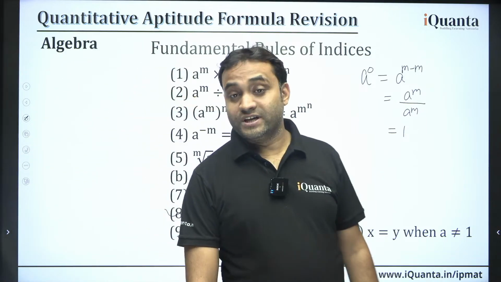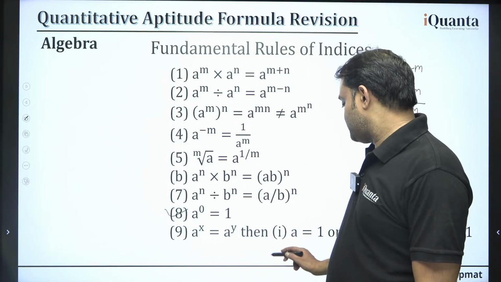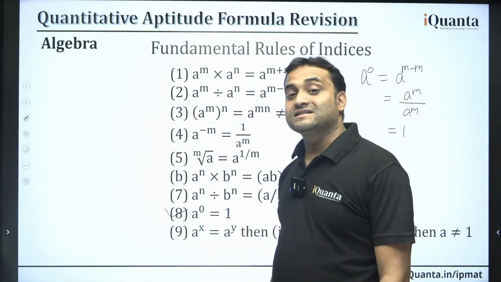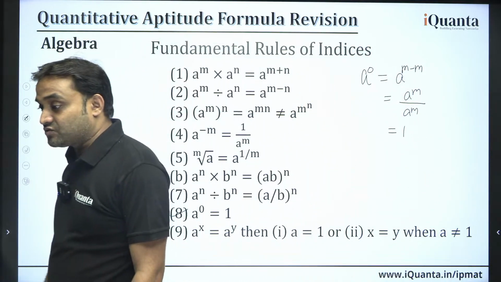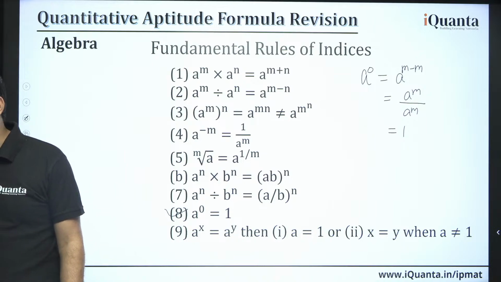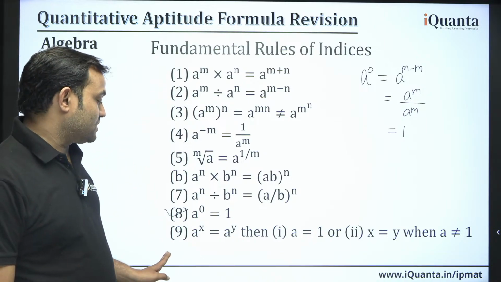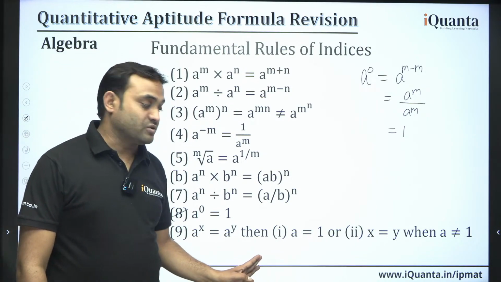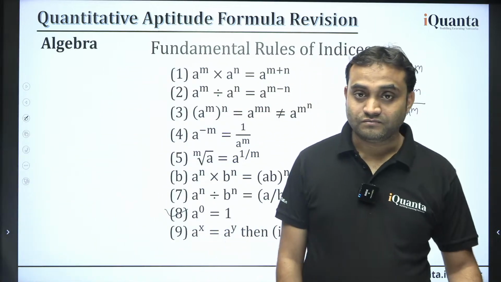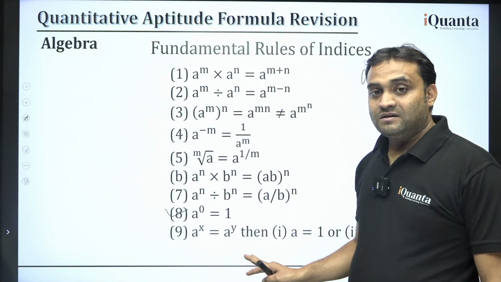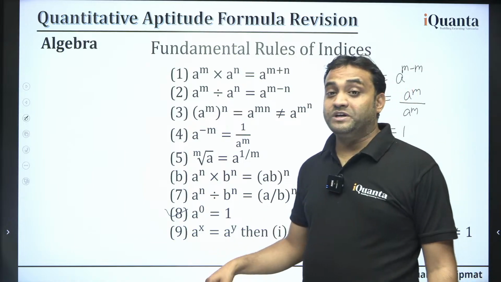All right, then comes a to the power x is equal to a to the power y. That means two things: either a is equal to 1 or x is equal to y. Both the situations are possible. When a to the power x is equal to a to the power y is given, then you need to follow this. It could be any expression as well.